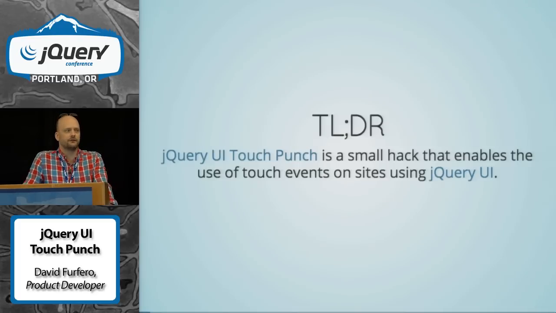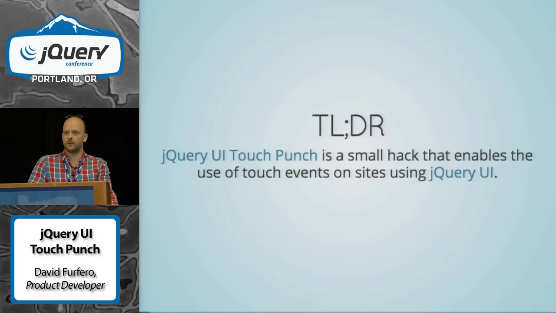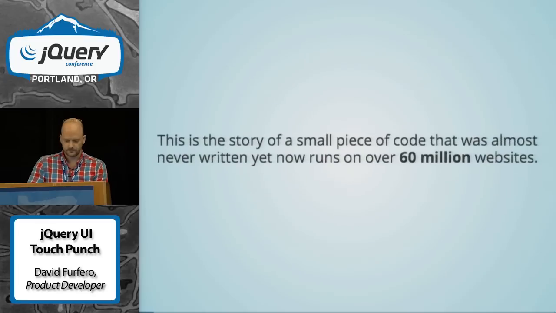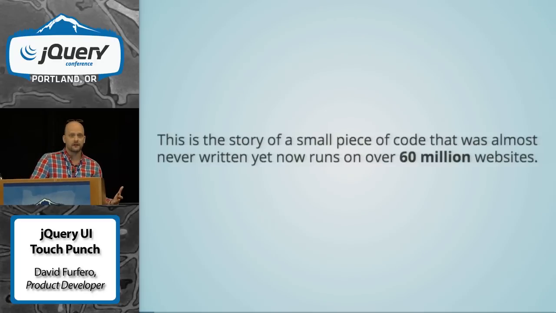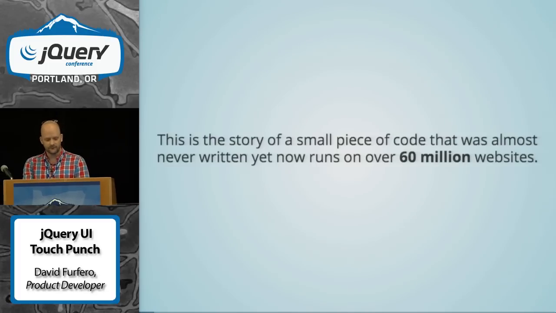jQuery UI Touch Punch, for anyone here who doesn't know about it, is a small hack that I wrote that patches touch events into jQuery UI. It's more than that, though. It's the story of a piece of code that was almost never written. For the life of me, I don't remember how it got written. I've never actually used it in production, and it now runs on over 60 million websites.